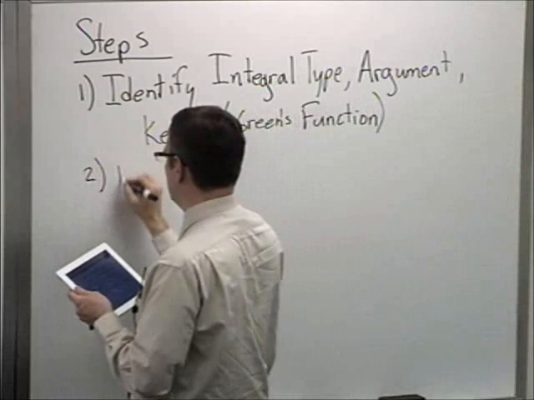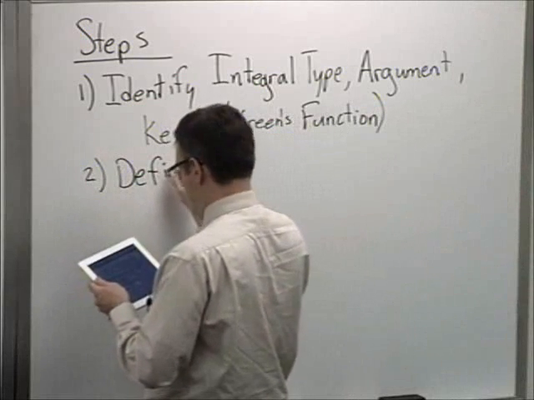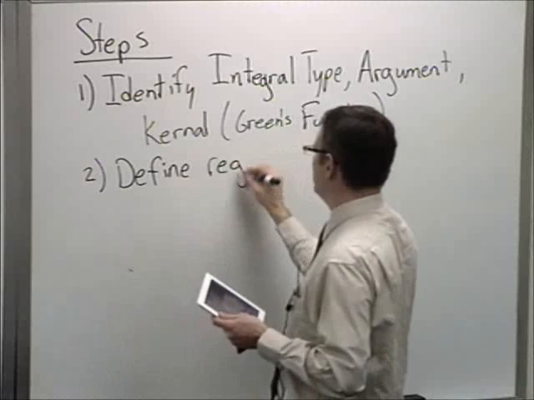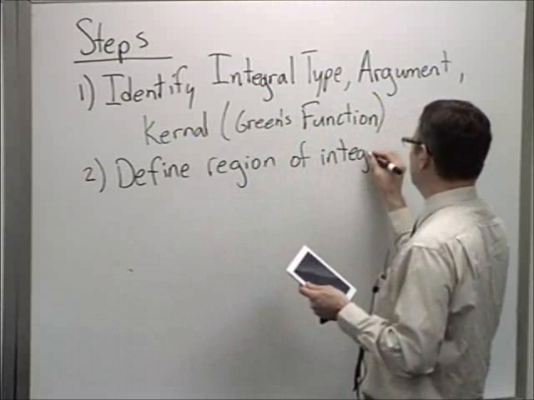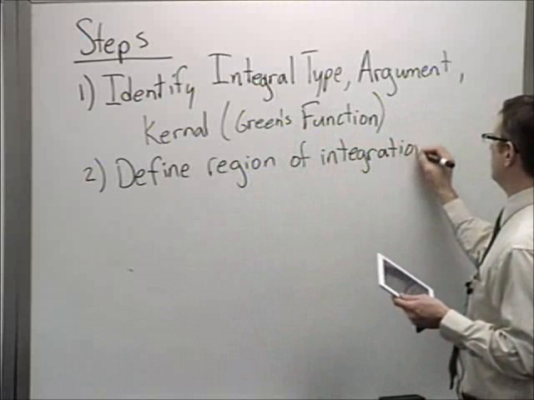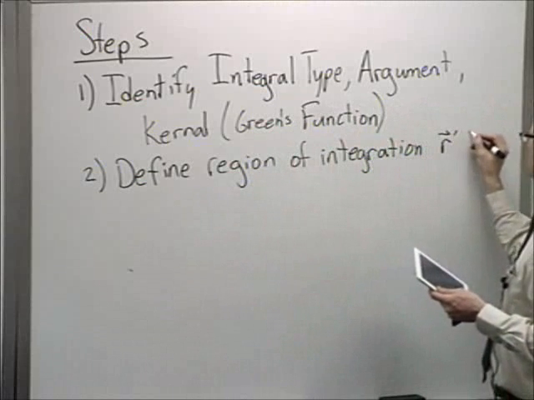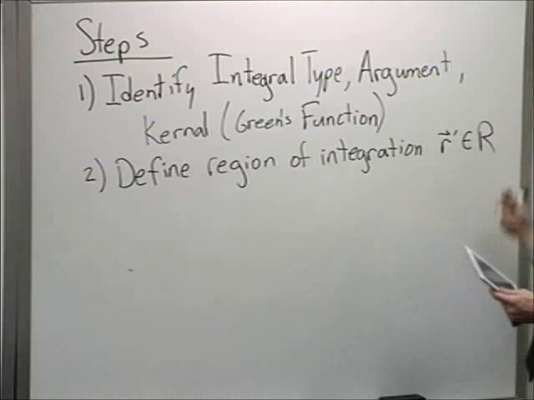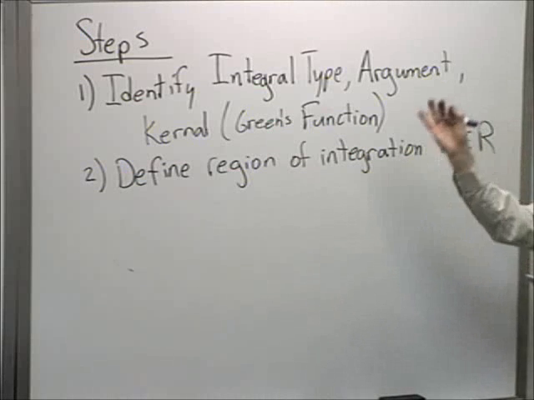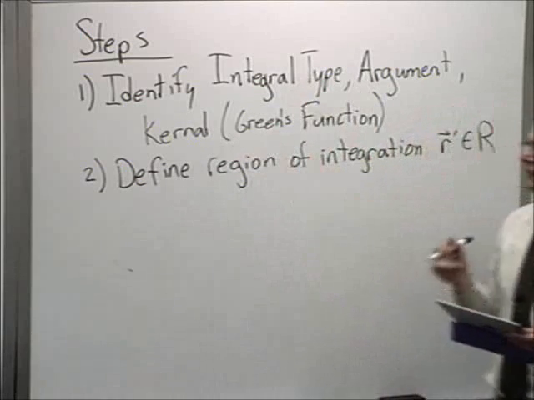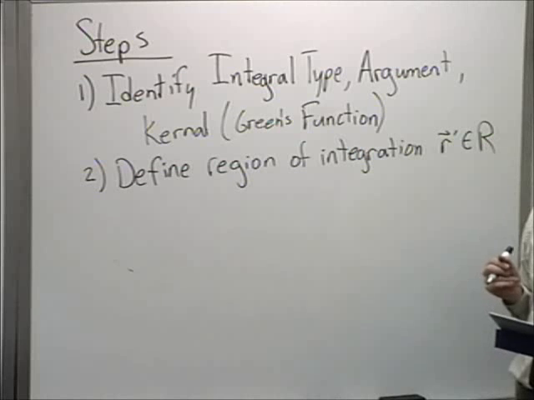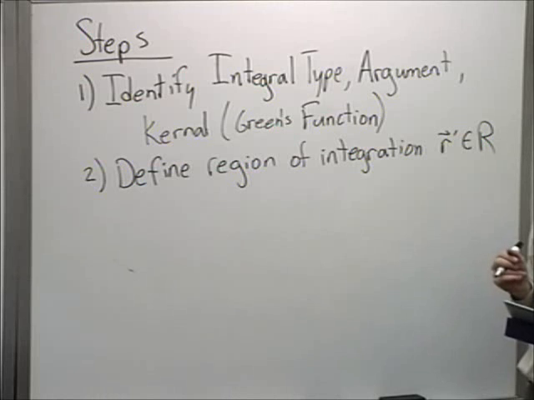Step 2: define the region of integration. Where in the real volume is that r prime vector going to have to slide around and pick up all the contributions? In our case, we've got a square. It's an L by L square resting in the rho z plane for a fixed azimuth angle phi naught.